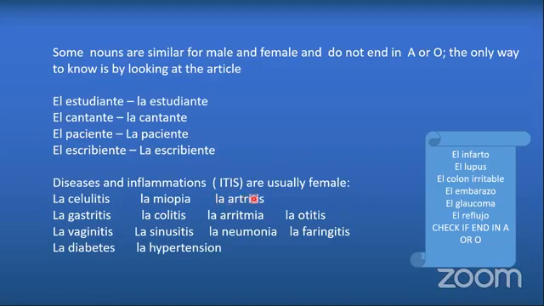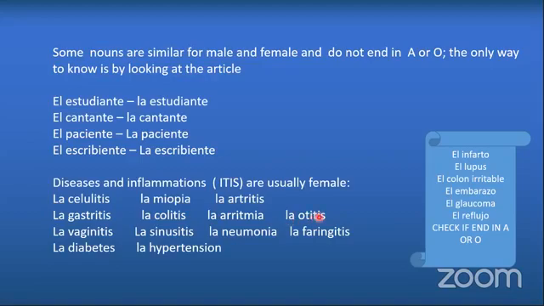La arthritis. La colitis. La arrhythmia. Another easy one, right? Ends in A, most likely is a female. Grammatically speaking here, the article is going to be la.